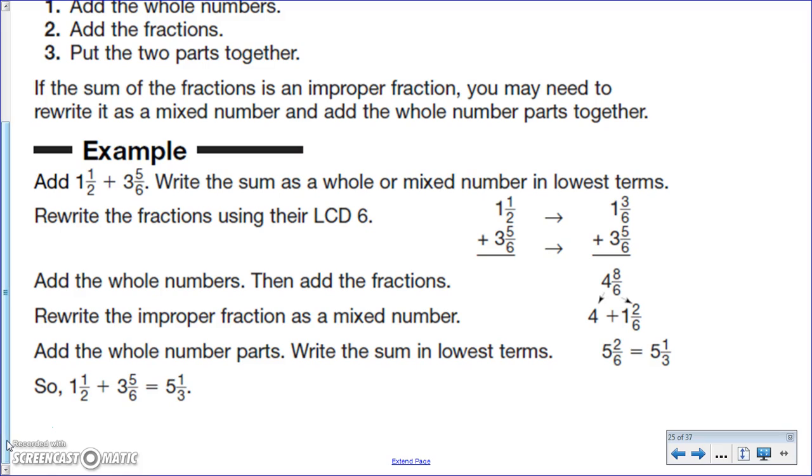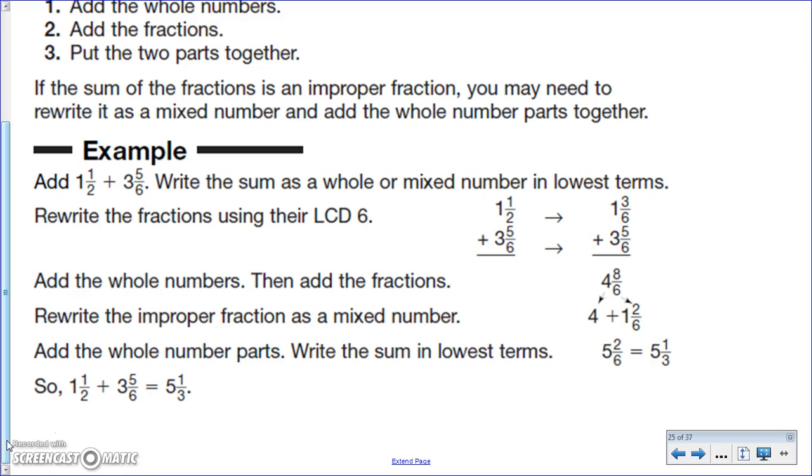Then we get the 4 as the whole number, and we need to rewrite the improper fraction as a mixed number. So 8/6 becomes 1 2/6. Then we have to add that 1 back to the whole number. So 4 plus 1 is 5. So we get 5 2/6. But we know we can simplify 2/6 because we can divide 2 and 6 by 2. So we get 5 1/3. So 1 1/2 plus 3 5/6 is 5 1/3.